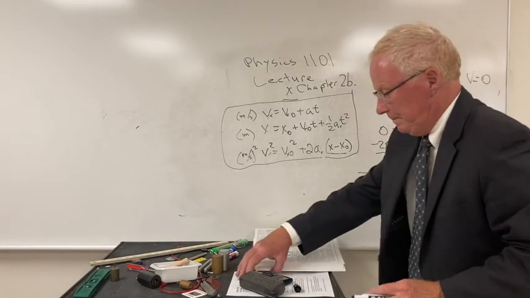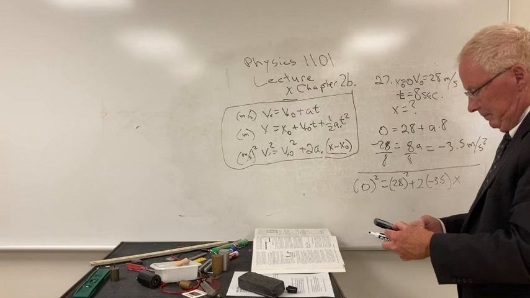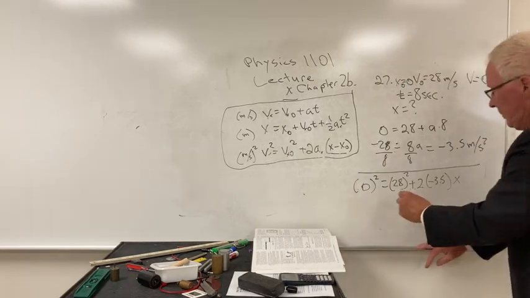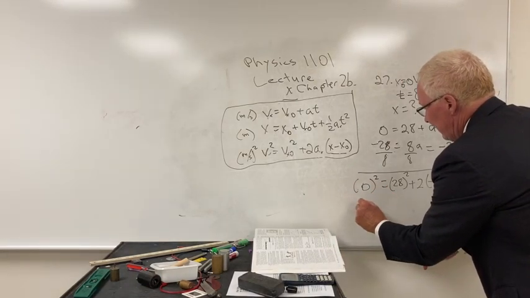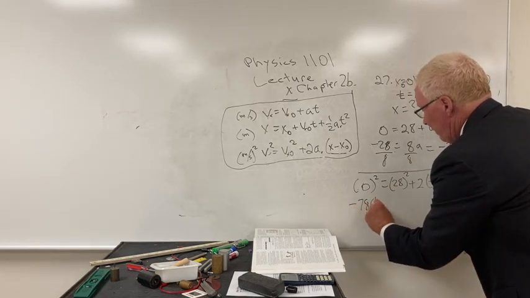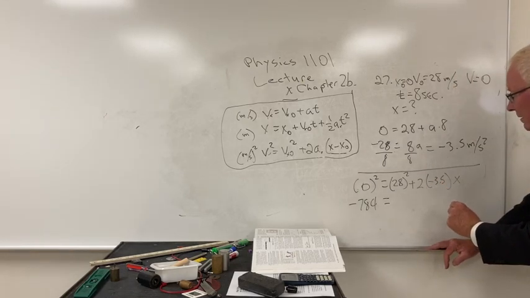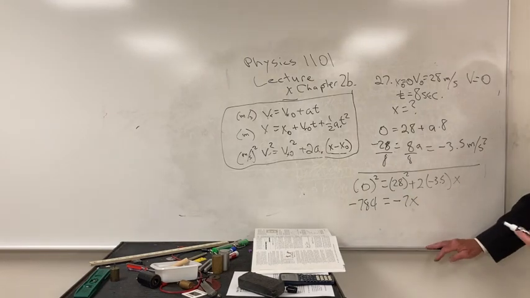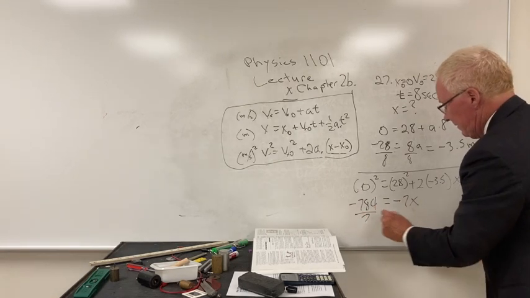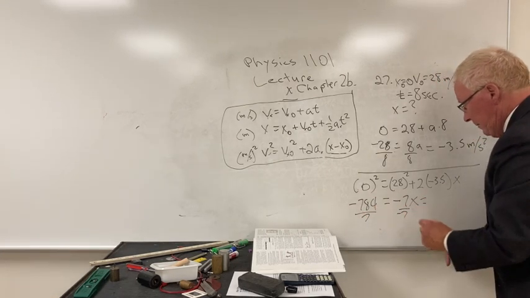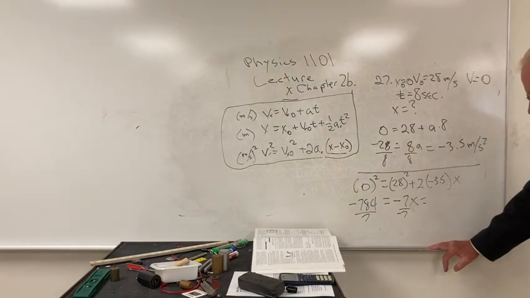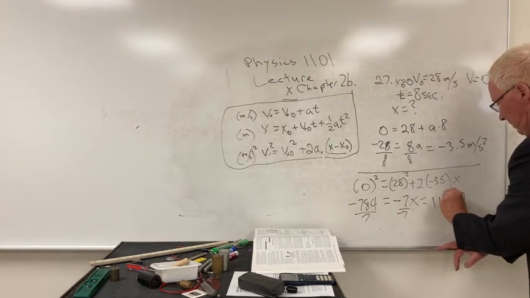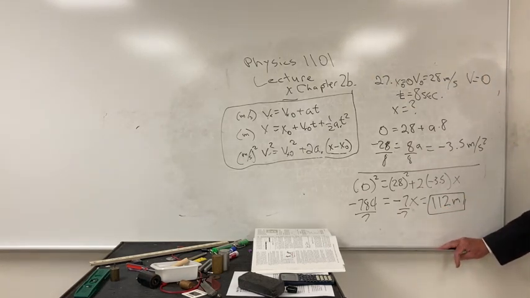So from before, this becomes minus 784 equals minus 7 times x. And so divide both sides by negative 7, and x becomes 112 meters. So that's how far it travels in that time period.